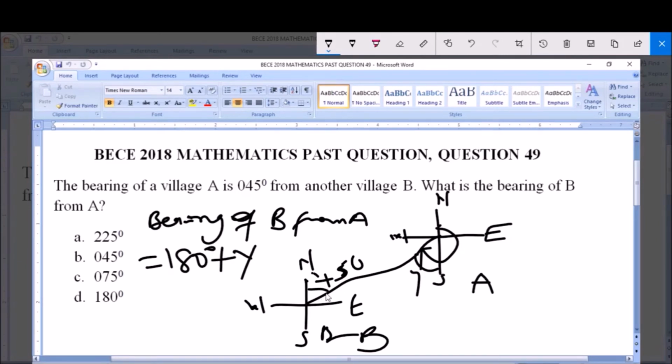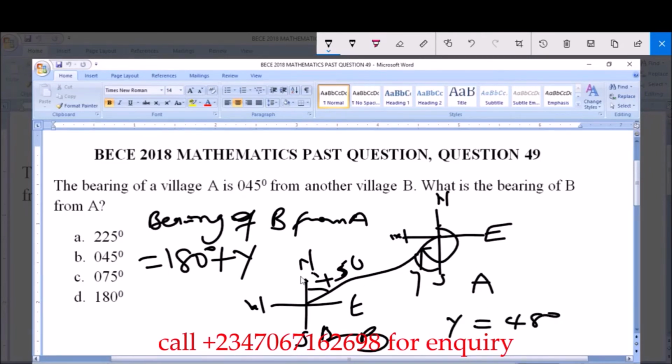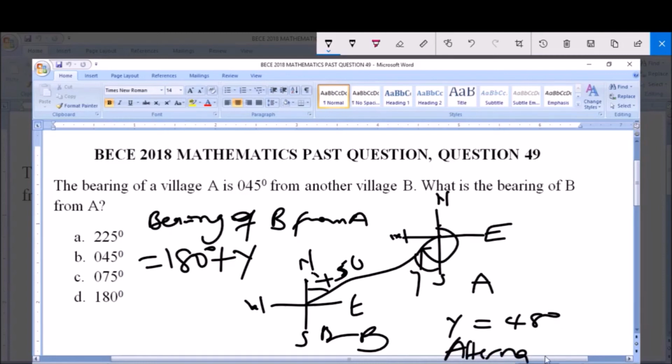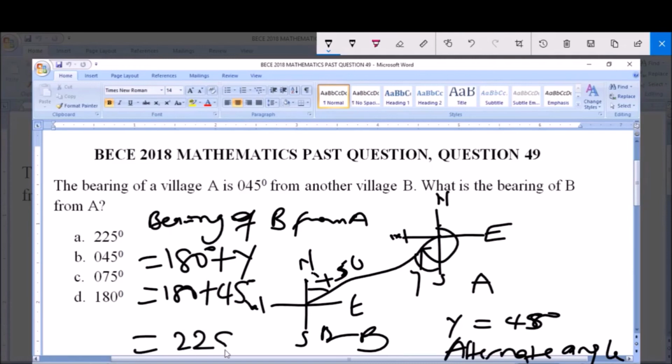Y is equal to this angle 45 because what? They are alternate angles. Y is equal to 45 degrees. This angle here is equal to this angle here, this Y here. Alternate angles. I'm sure you have seen it in theorems. Alternate angles, so they are equal. And that is why Y is equal to 45 degrees. So therefore the bearing of B from A is equal to 180 degrees plus 45 degrees. And this is equal to 225 degrees.